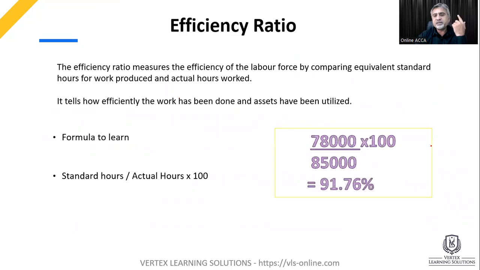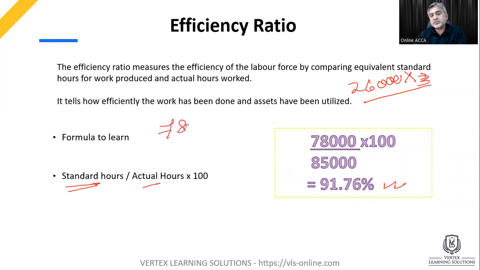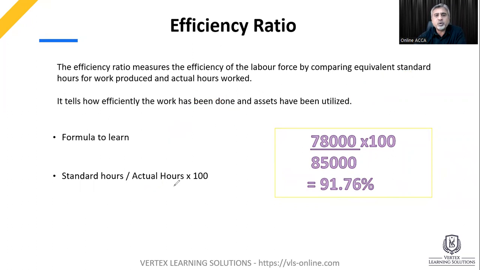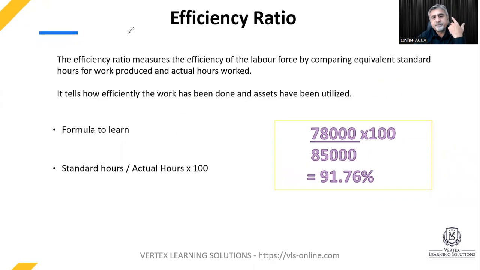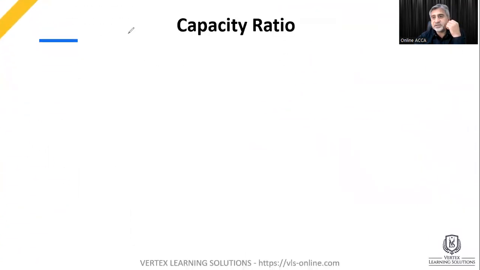How much it should have been was 78,000. Remember, 26,000 units multiplied by 3. This is how much it should have been. What it should have been is called standard. How many hours did you actually take? 85,000. Your efficiency is less, 91%. It's very obvious because you should have taken 78,000 hours and you took 85,000 hours. You worked really slow, so your efficiency, your productivity, was 91.76%.